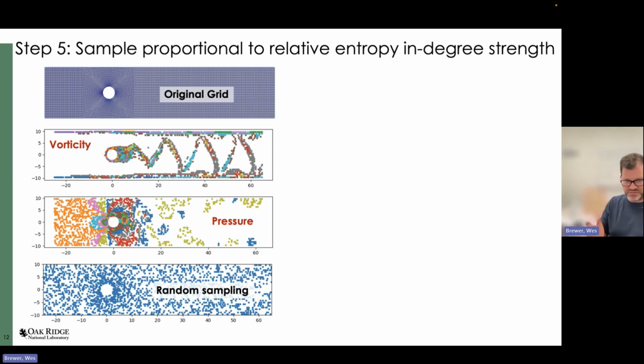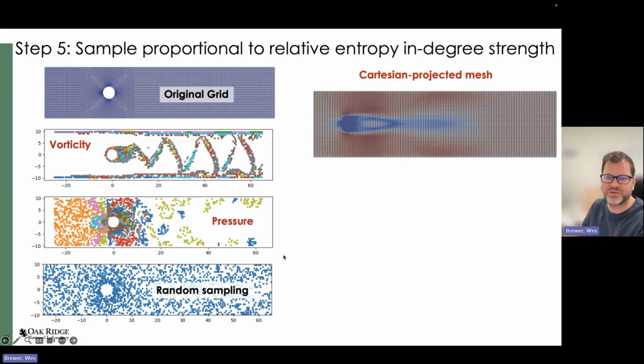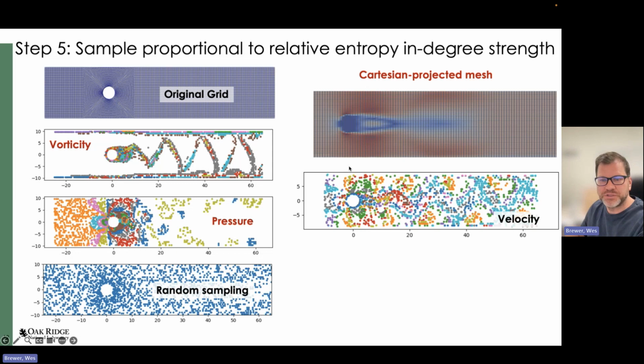So to do a true comparison between our method and random sampling, we needed to produce pure random sampling, and in order to do that, we needed to work on a Cartesian-based mesh. So we interpolated the flow field onto a Cartesian projected mesh so that each point has an equal probability of being selected in terms of random distribution.